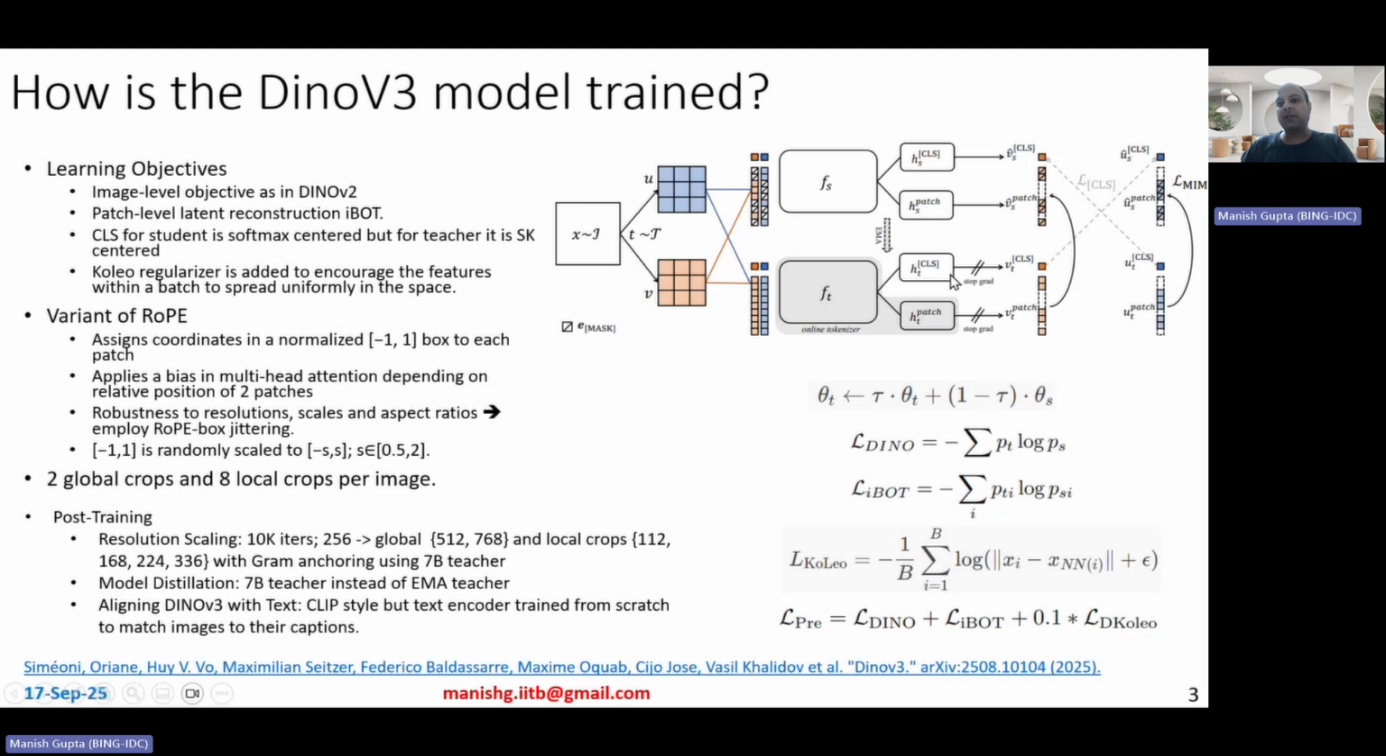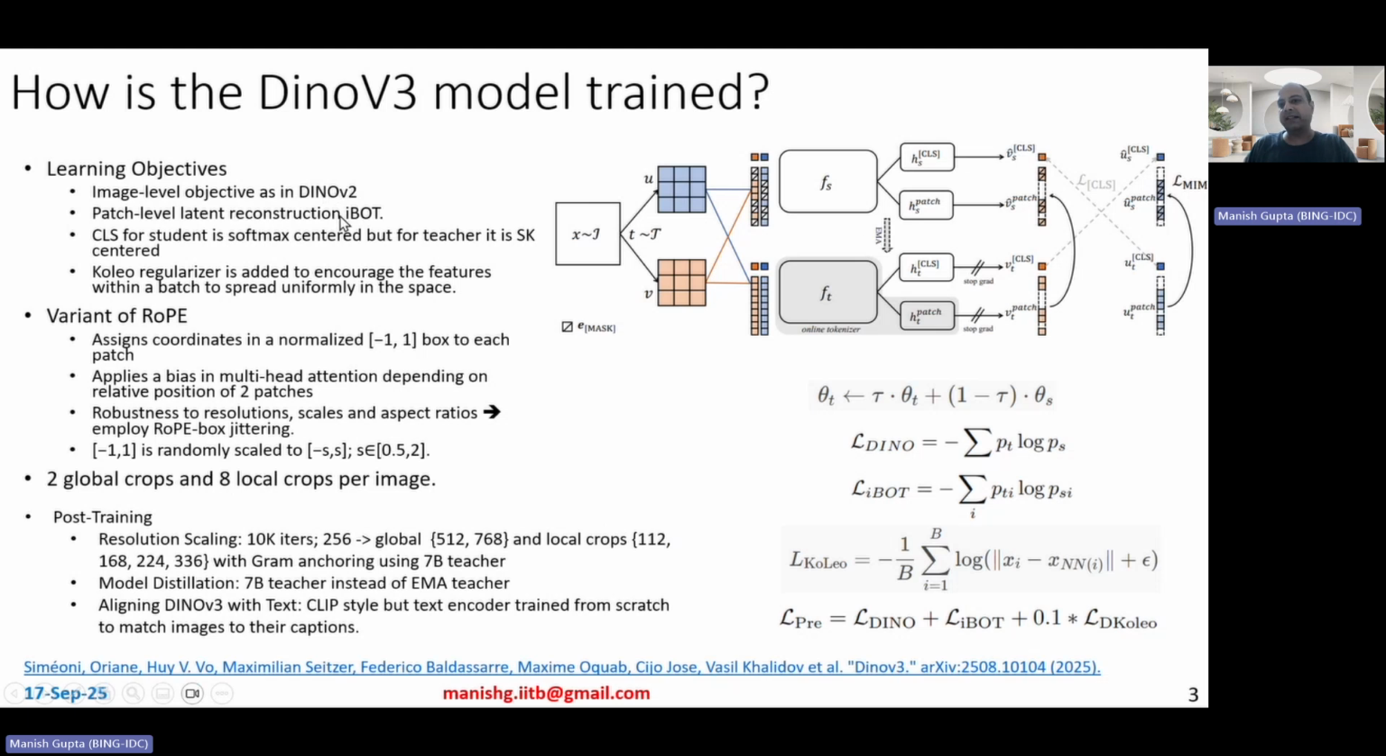Okay. Now, one obvious thing that you want to do is to ensure that the CLS token from the student model for the view U aligns with the CLS token for the teacher model for the other view. On the other hand, you also want to ensure vice versa. So you want to ensure that the student side for the other view matches with the previous view on the teacher side. Okay, the CLS token. So that's the image level objective that is there in DinoV2 as well.